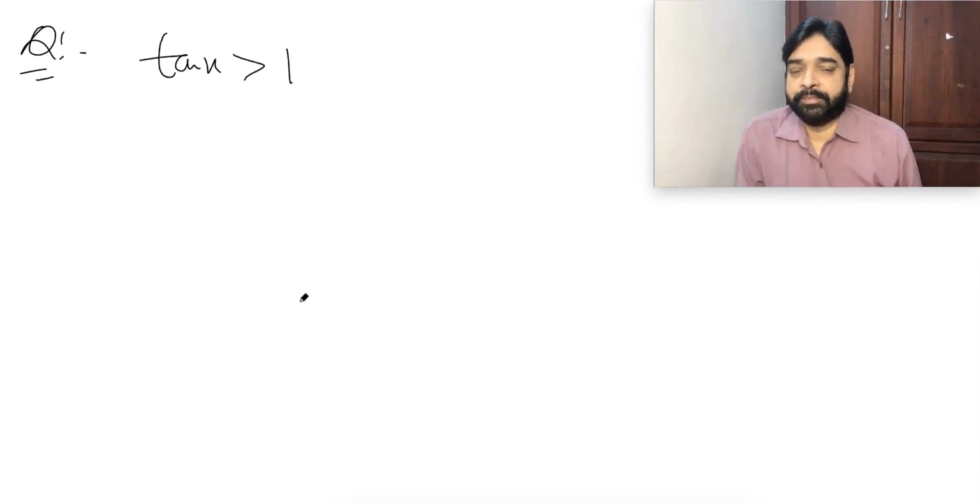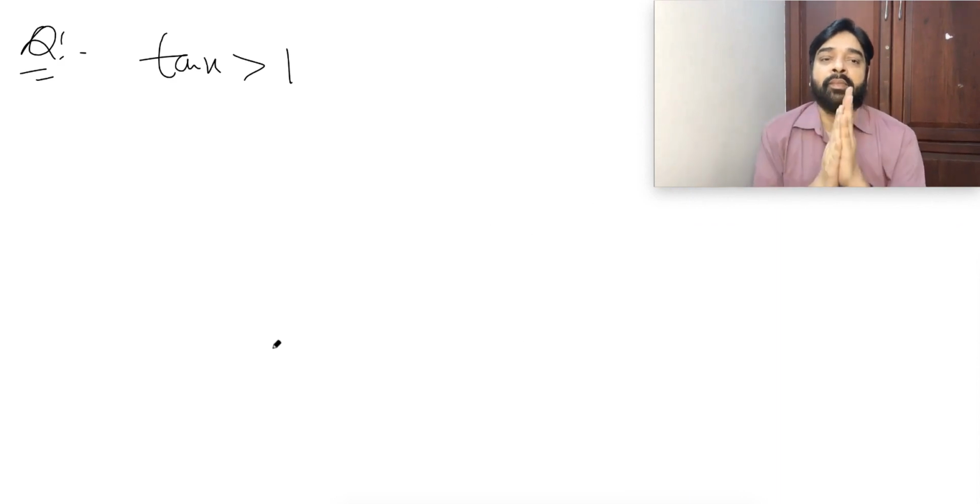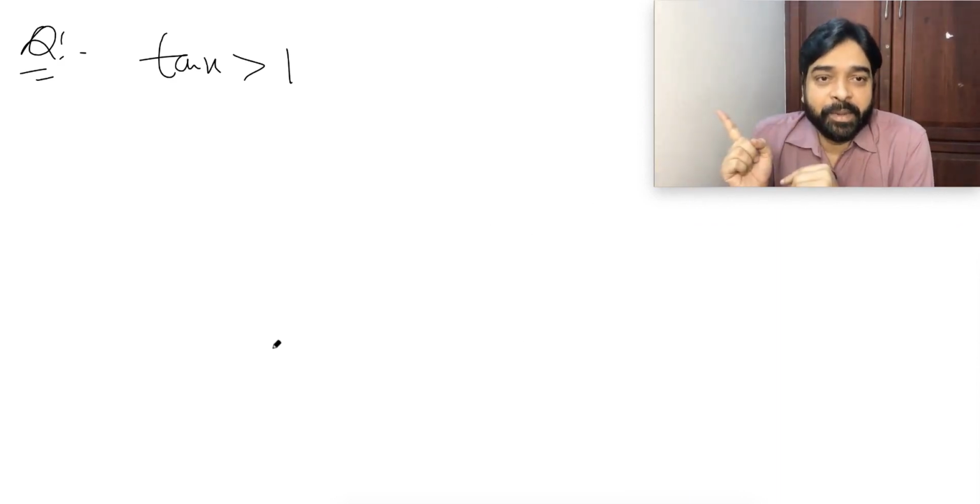Do this. This answer will be different from the previous one. You cannot do it as sin x by cos x greater than 1. So, cos x multiplied to the other side, sin x greater than cos x. And you will see a different value of the answer coming.